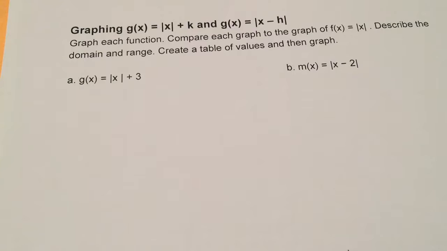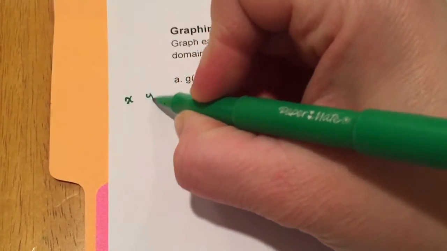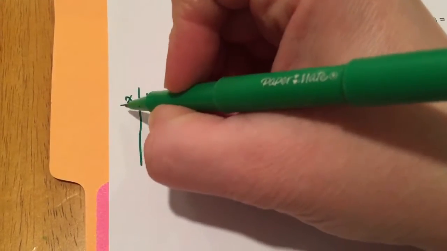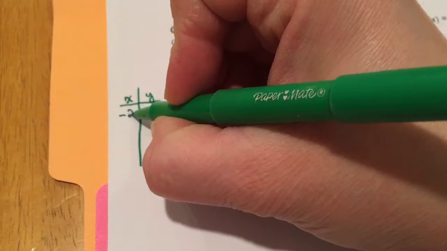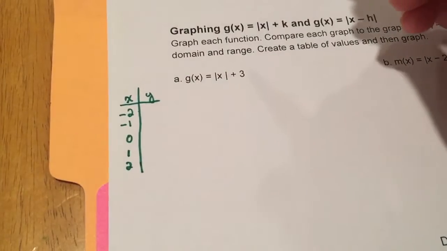And we're going to describe the domain and the range, and we're going to create a table of values and then graph them. So the best thing to do here, we're going to create an XY table. So we're going to start over here. We're going to do this one first. So I'm going to create this XY table. And it's always best to choose 5 points. We're going to start with -2, -1, 0, 1, and 2, which is what you did on the Desmos activity.